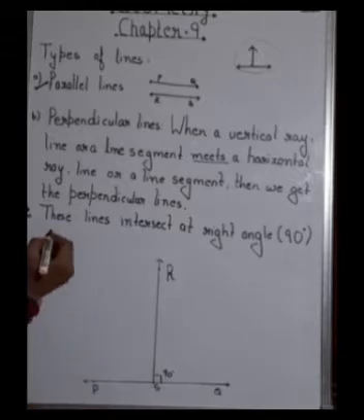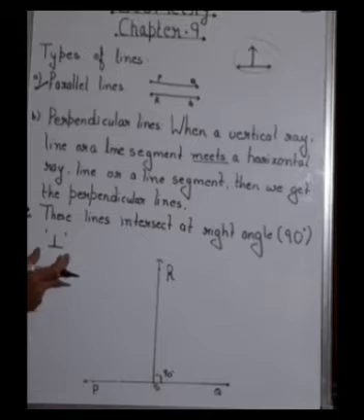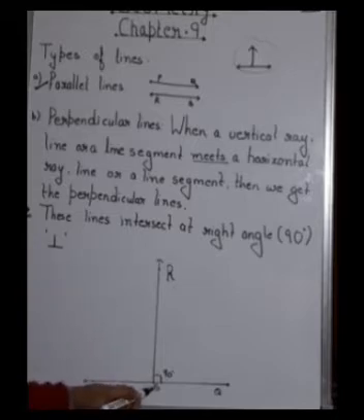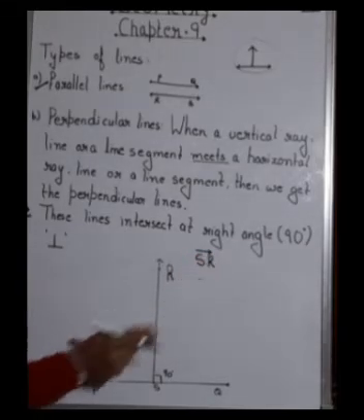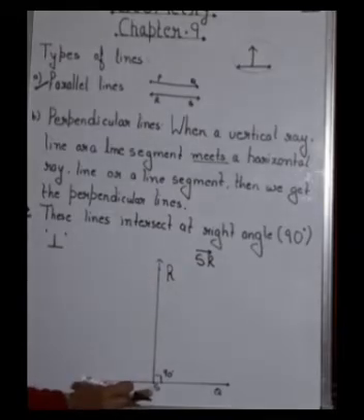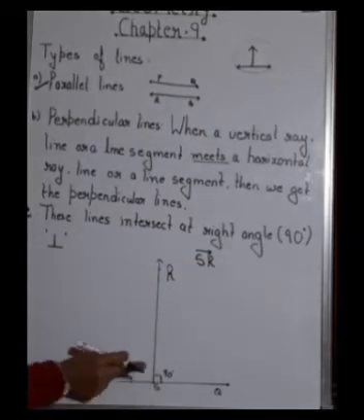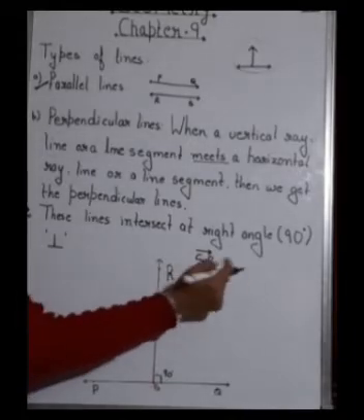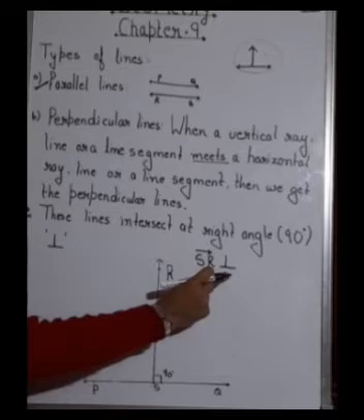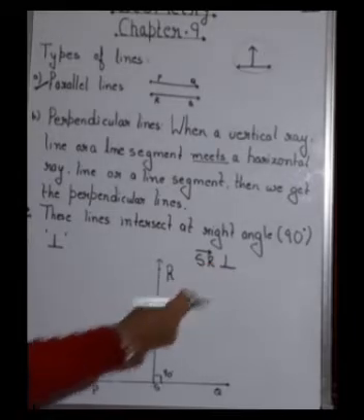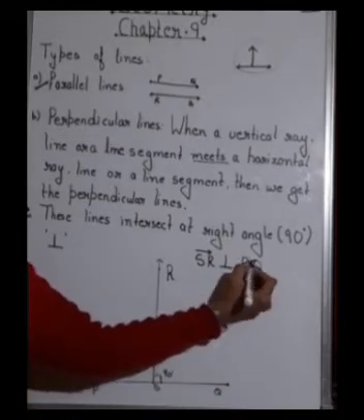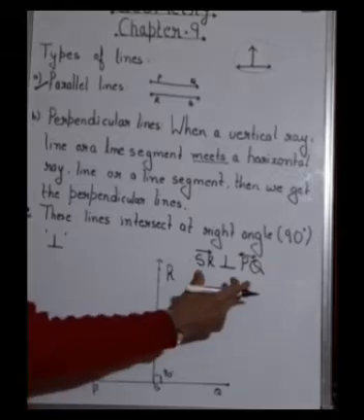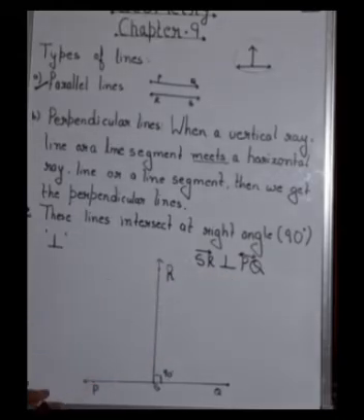Now how are you going to write it? This is the symbol of perpendicular. Now you can write ray SR. Why have I written SR and not RS? Because S is the initial point, the starting point of the ray, and it is going towards R. So I will write ray SR is perpendicular to line PQ. This is the way of representing two lines that are perpendicular to each other.